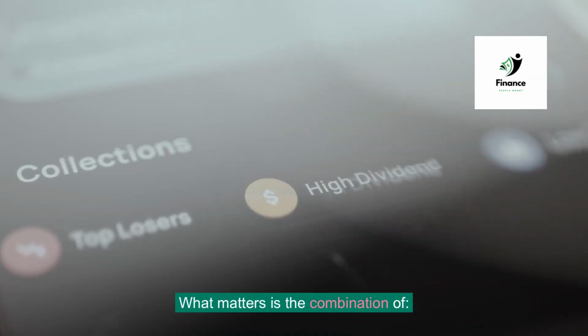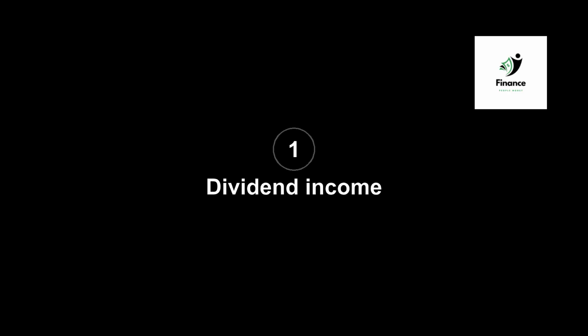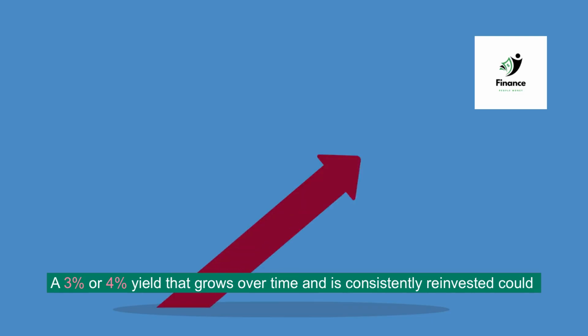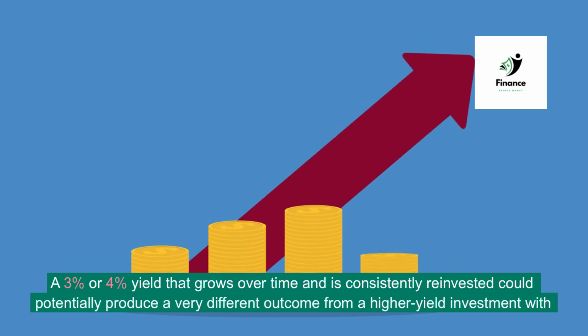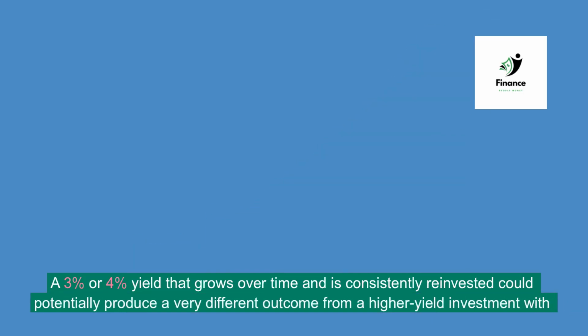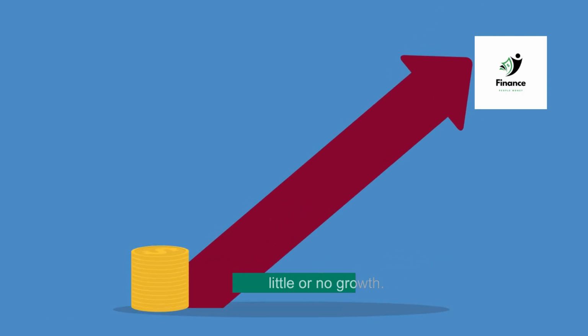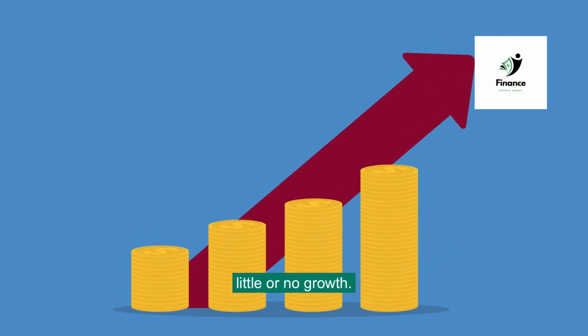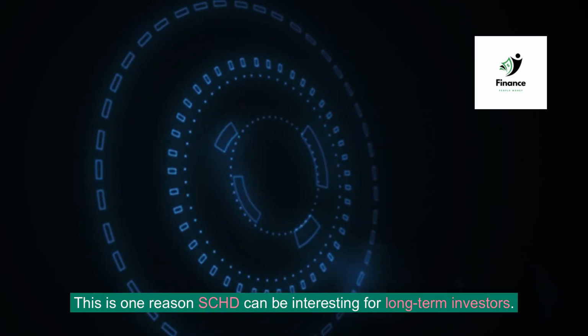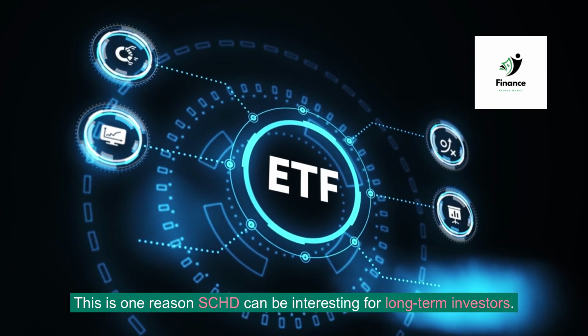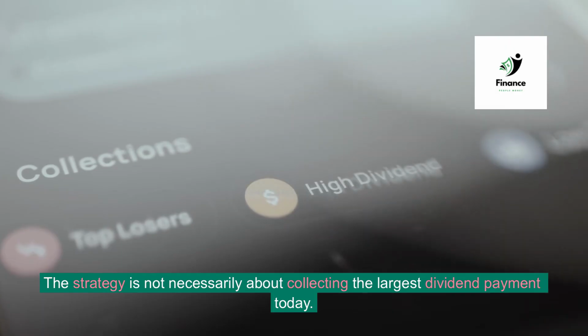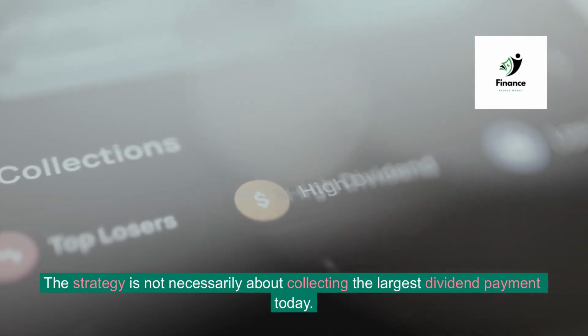What matters is the combination of dividend income, dividend growth, share price performance, reinvestment, fees, taxes, and most importantly, time. A 3% or 4% yield that grows over time and is consistently reinvested could potentially produce a very different outcome from a higher yield investment with little or no growth. This is one reason SCHD can be interesting for long-term investors. The strategy is not necessarily about collecting the largest dividend payment today.